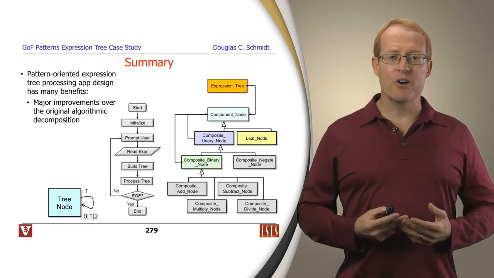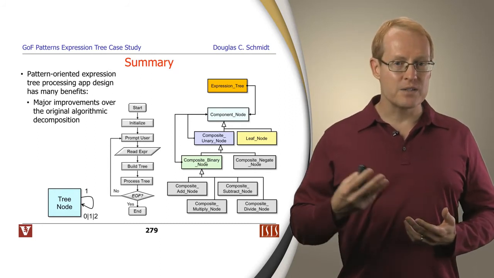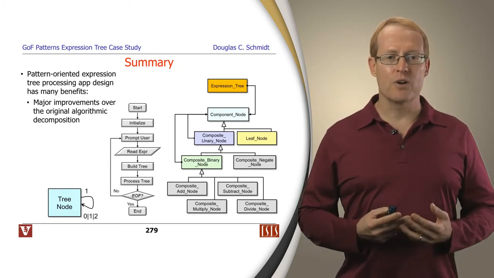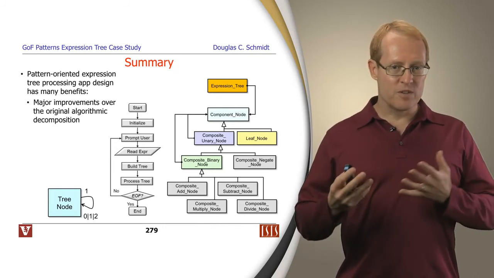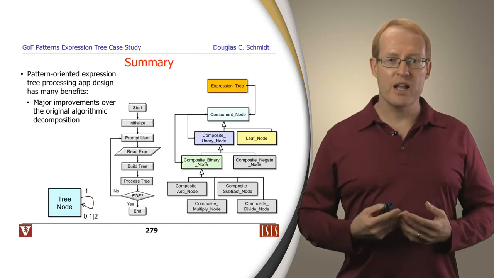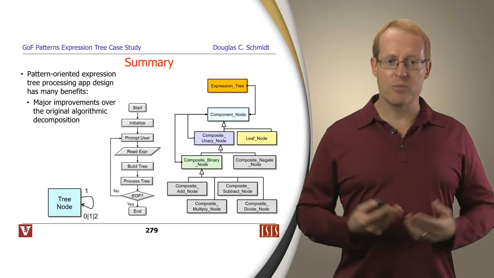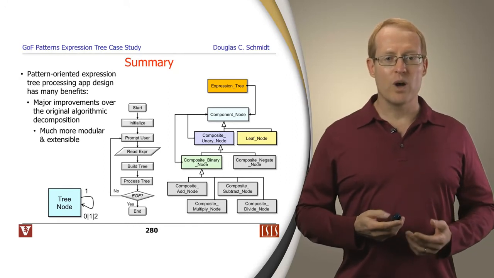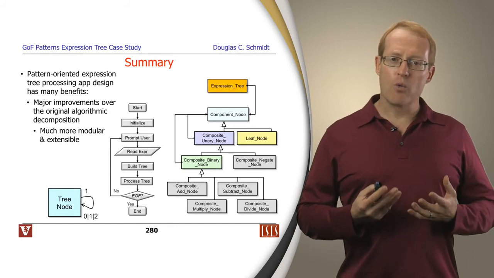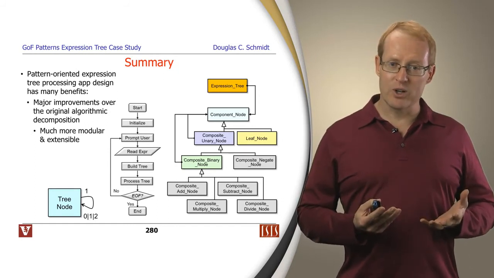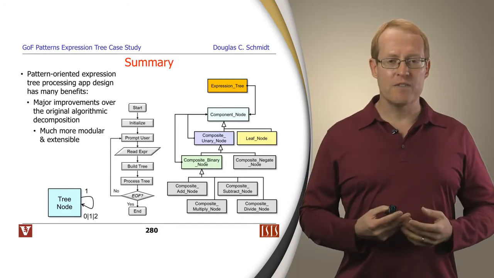We've covered a lot of material in this particular module. And as we wrap up, I'd just like to step back and summarize some of the things that we've learned. As a general rule, pattern-oriented ways of developing software, like our expression tree, are an improvement over other approaches, especially the algorithmic design approaches. Why? Well, one reason is that they end up being much more modular and extensible. Our original algorithmic design that we'd looked at was very hard to evolve. Any small change had a cascading rippling effect throughout the code.